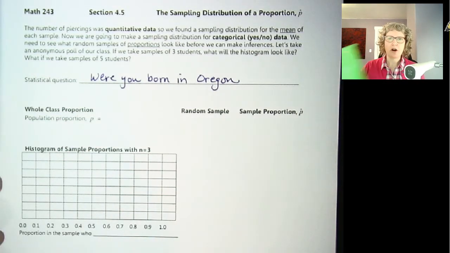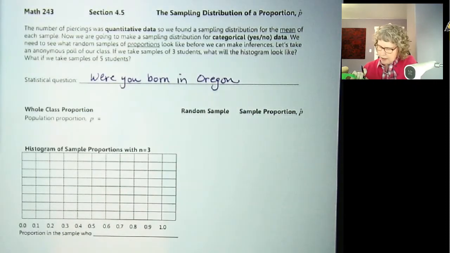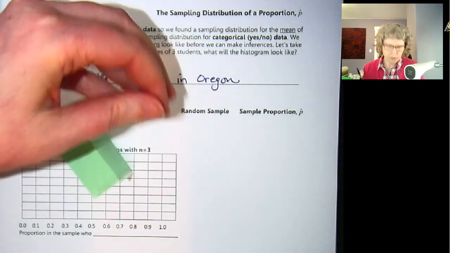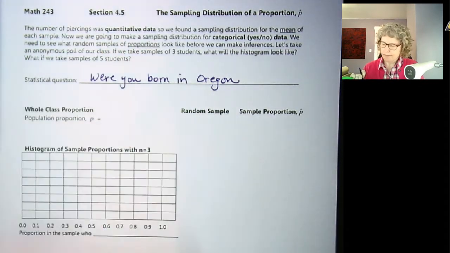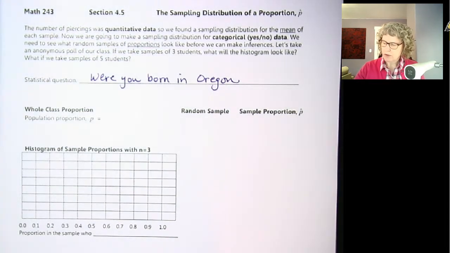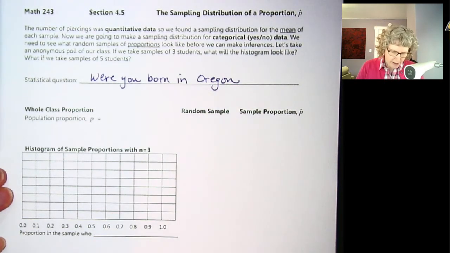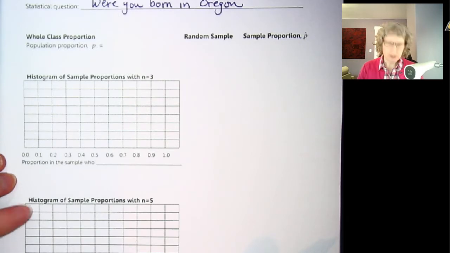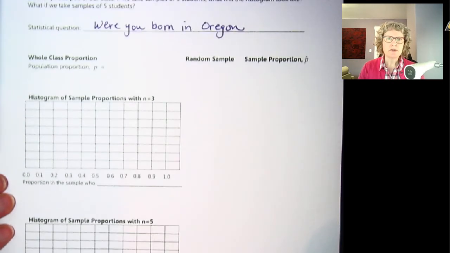And again, I have our population in here. Some of these are labeled yes, based on however a particular student answered them, and some are labeled no. So we have just answers yes or no. Then we're going to draw 3 at a time to make a sample of 3. After that, we're going to draw 5 at a time and do a sample of 5. Just like the last one, let me do a couple and then I will pause.